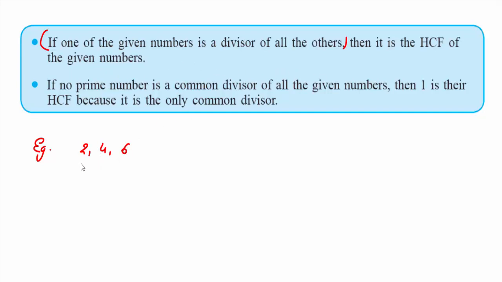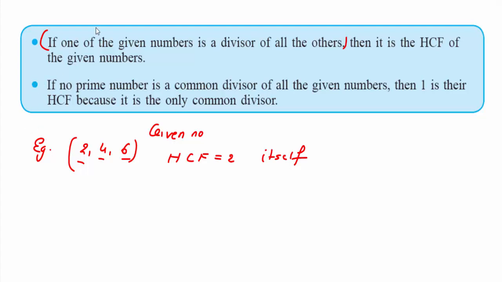Here the statement says that if one of the given numbers is the divisor of all the others. If you observe, students, 2 is the divisor of itself, 2 is the divisor of 4 also, 2 is the divisor of 6 also. So according to the statement, the HCF is 2 itself. It is clearly written that then it is the HCF of the given numbers. The given numbers are 2, 4, 6. So if any one of the numbers is the divisor of all the numbers, then that number is the HCF of the given numbers. This was the meaning of this statement.